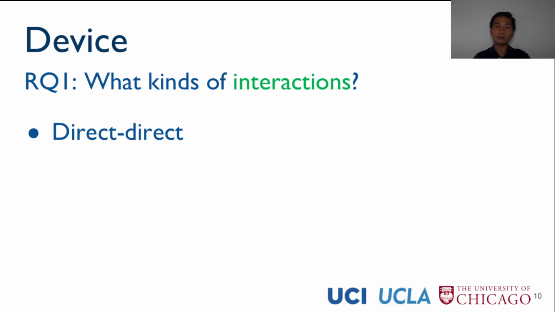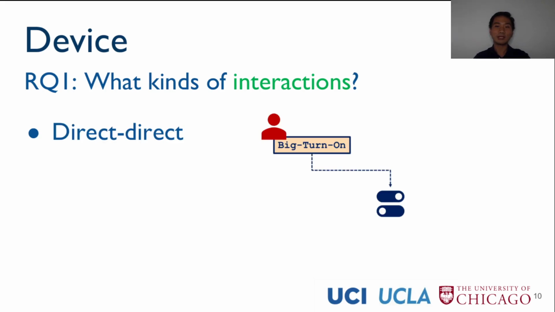First, direct interaction. Let's look into this example. At first, we found an app called Big Turn On, which can turn on switches, and it is controlled manually by the user by pressing a button on the app. Then we realized that 2 users can actually use the Big Turn On app to control the same switch. Since the intent comes directly from the user, we did not label this as a conflict. We consider that they interact.